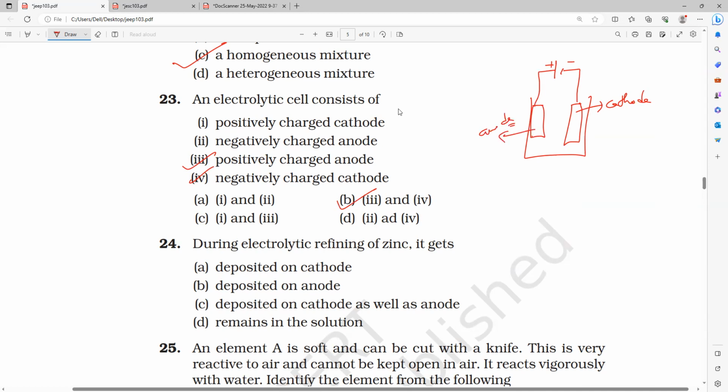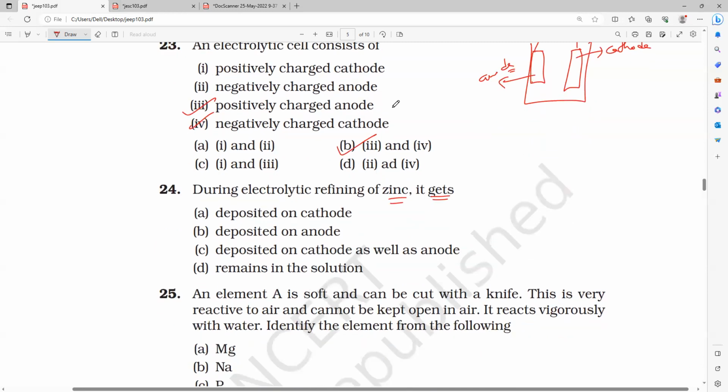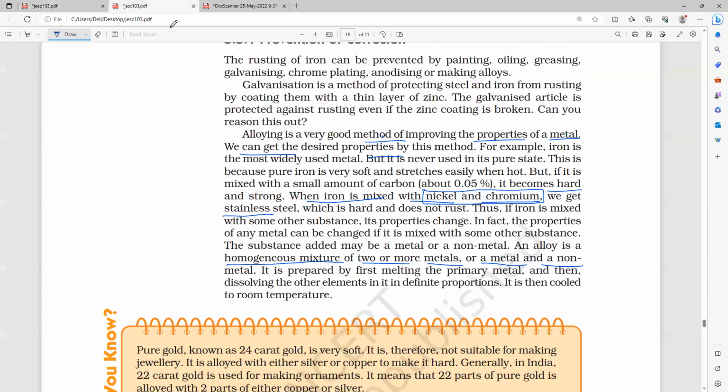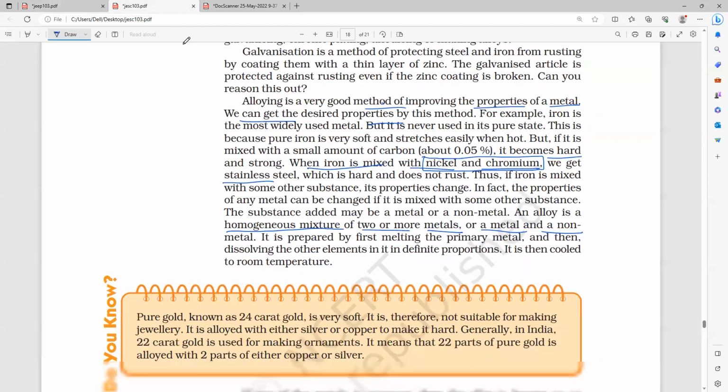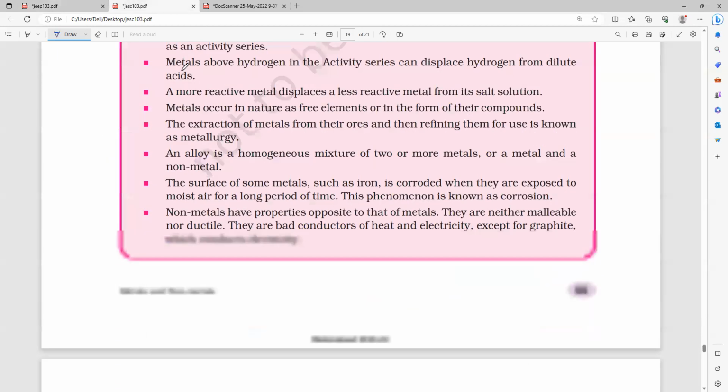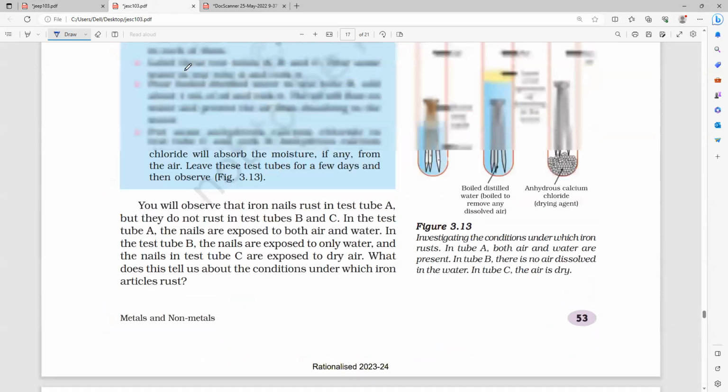Next, during electrolytic refining of zinc, it gets deposited on the cathode. Pure metal, guys. The zinc will be obtained where pure metals are, you can check it. So pure metal is obtained at the cathode.